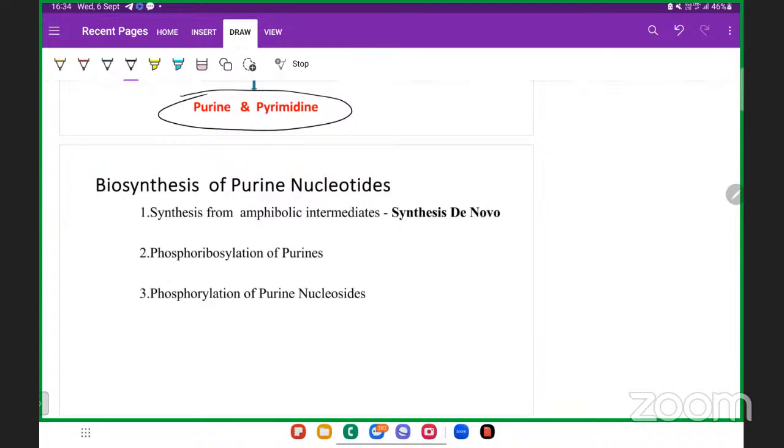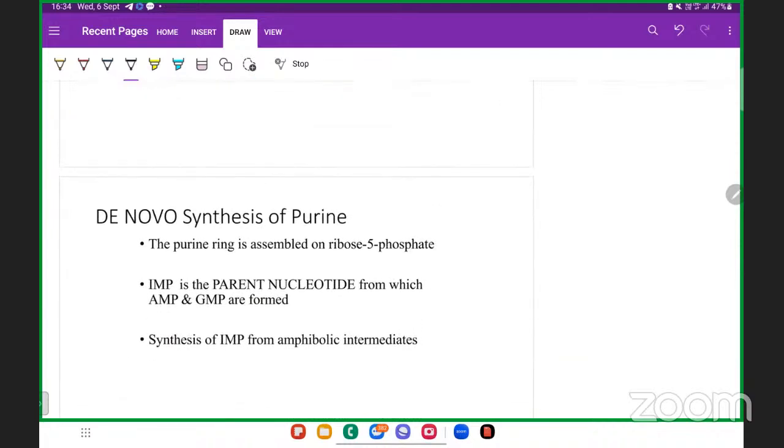So how do they produce DNA and RNA out of it? They are going to produce DNA and RNA by the production of purines and pyrimidines. Once you synthesize the purines and pyrimidines, it will be easy for you, isn't it? That is called de novo synthesis of purine. This purine ring is assembled on the ribose 5-phosphate. You have this IMP, inosine monophosphate, which is the parent nucleotide, from which you are going to get AMP and GMP, as I told you. All of these are going to act as cofactors in your DNA production.